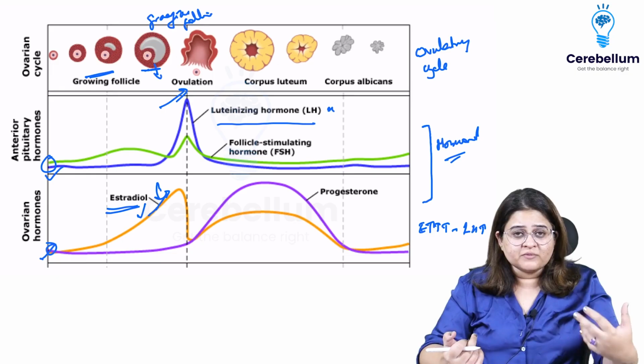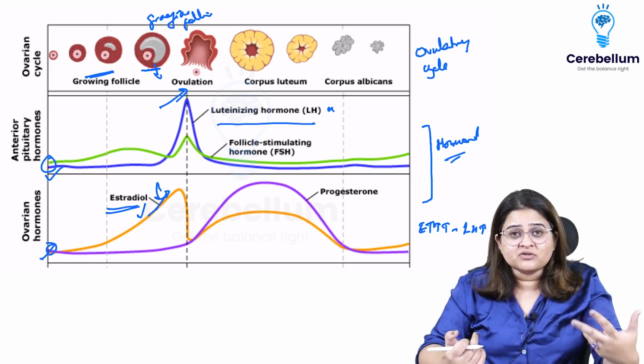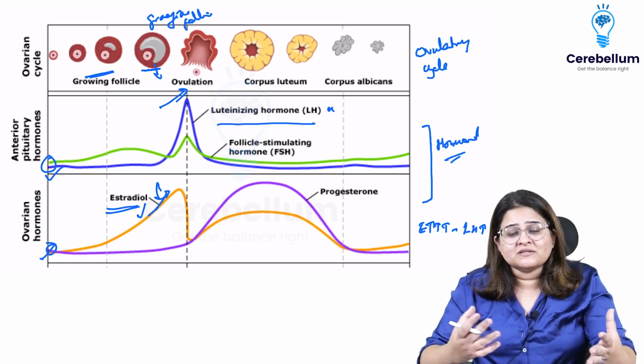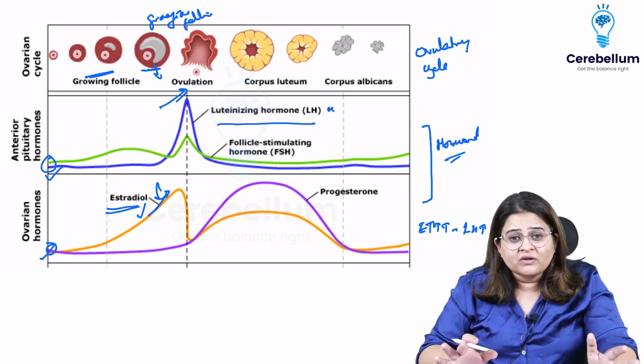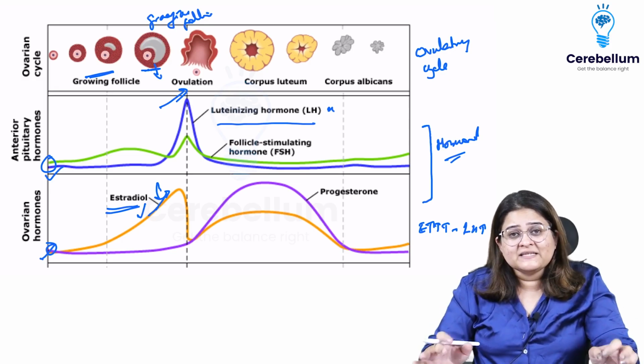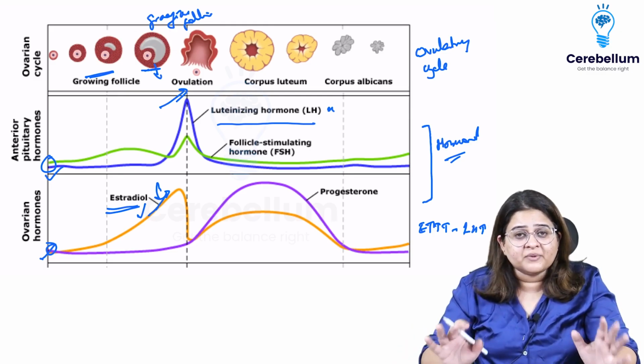Estrogen comes in three forms: estrone, estradiol, and estriol. Estrone is the least active form. It's what you find in postmenopausal women. Estradiol is the one in the reproductive age group, and estriol is what you find in pregnancy.